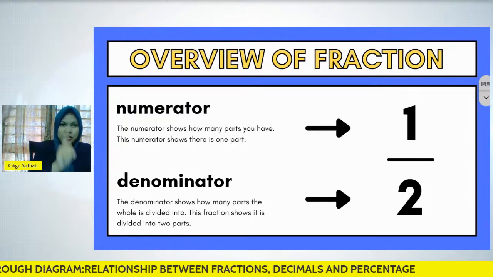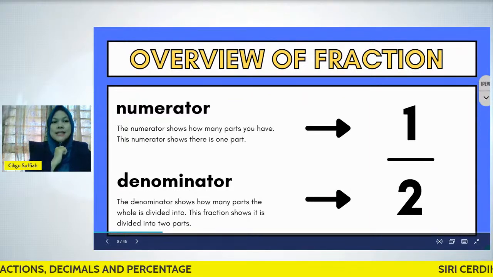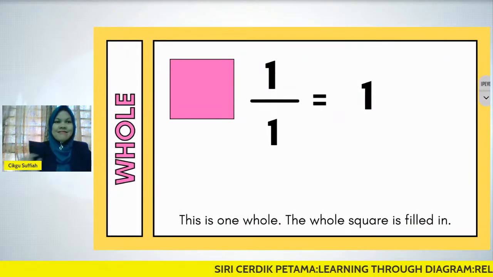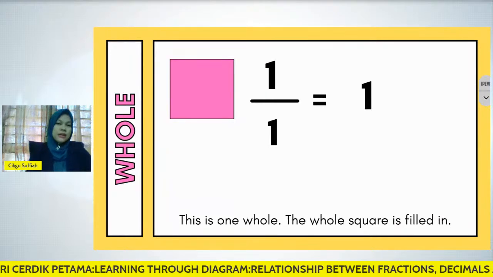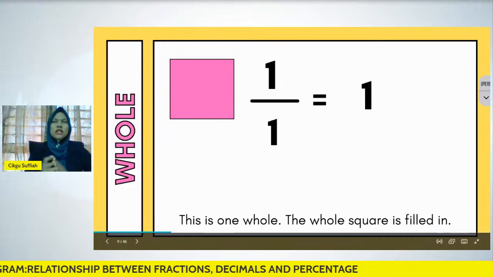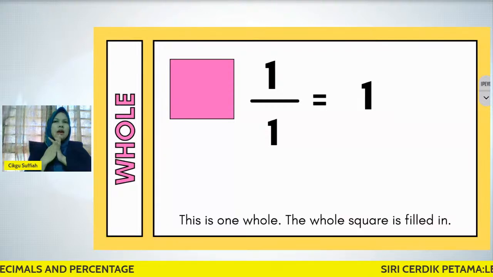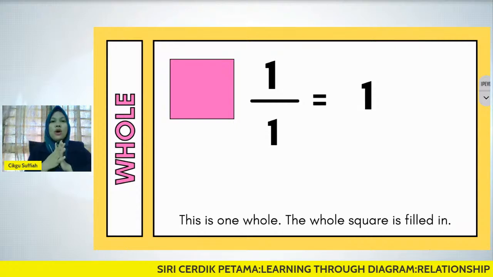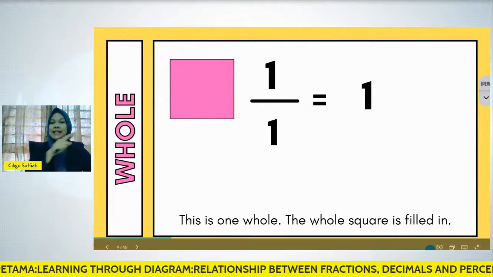First you need to know the upper number is called the numerator and the lower one is called the denominator. Do you know that this is called one whole? How many of you know this is one whole? If we have a shape, whether a triangle or a hexagon, and it is fully shaded or colored, it is called one whole. It can be written as 1 over 1, and it can be written as equal to 1.